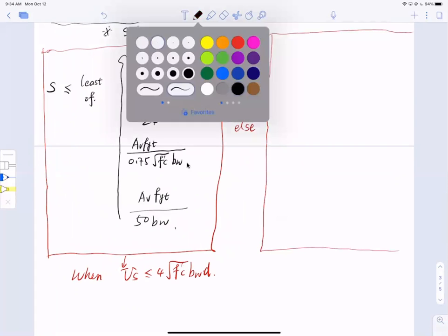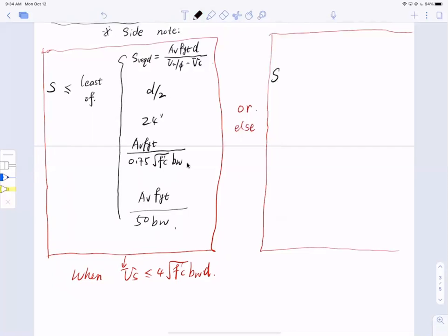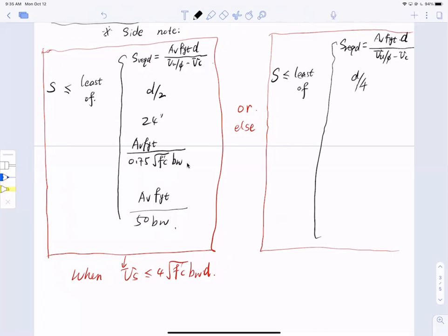So your spacing requirement becomes: s has to be less than or equal to the least of the required calculation, which still sits here, Av fyt d divided by (Vu divided by phi minus Vc), and at the bottom here, d divided by 4, halved, and 12 inches.